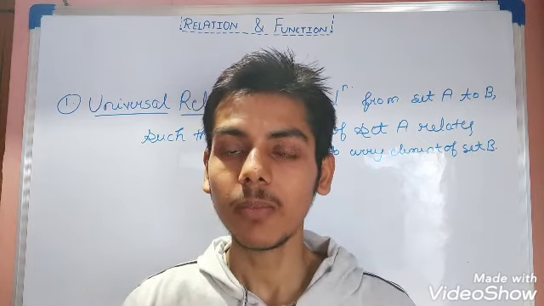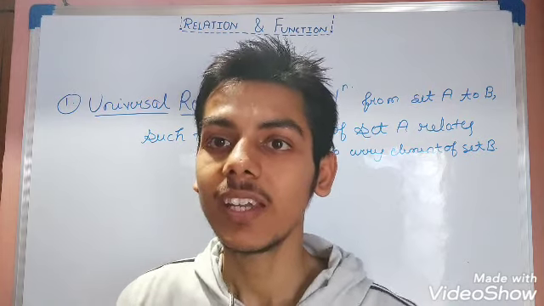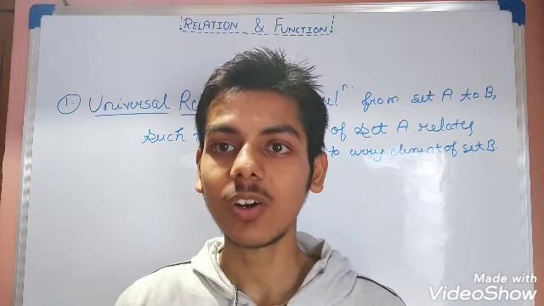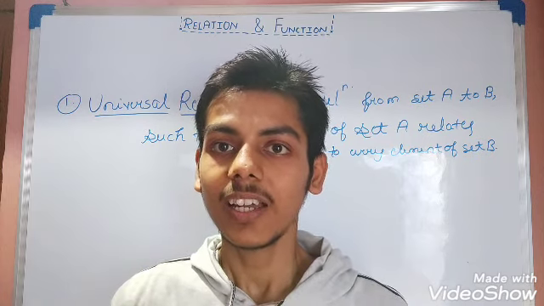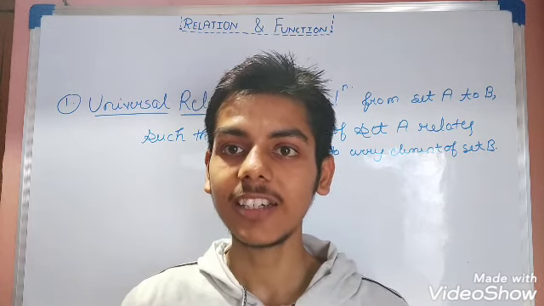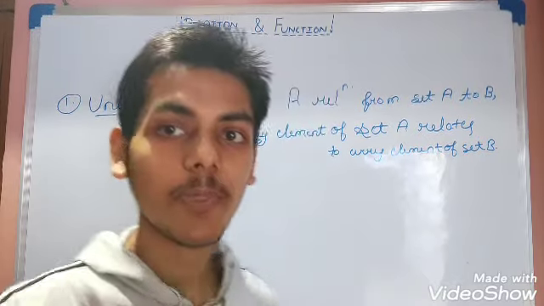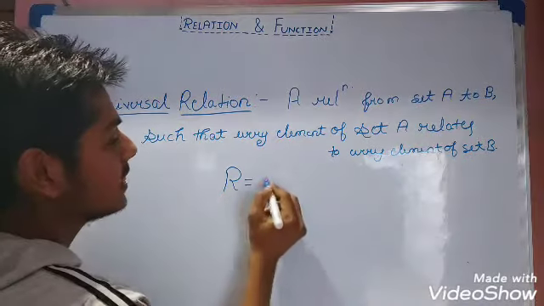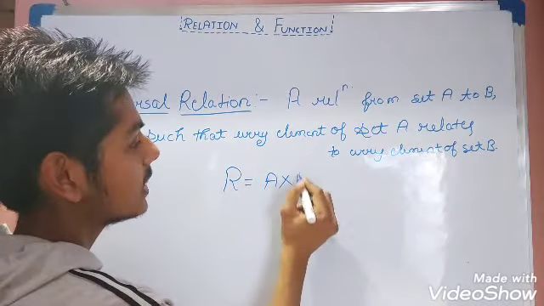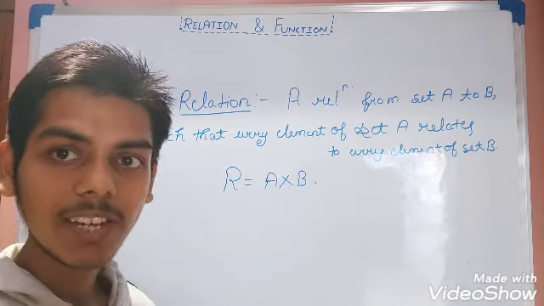It means the relation set is the whole set A cross B, as the set A cross B has all ordered pairs, and in set A cross B every element of set A is related to every element of set B. Hence we can represent the relation set as the whole set A cross B. Let us understand with the help of an example.